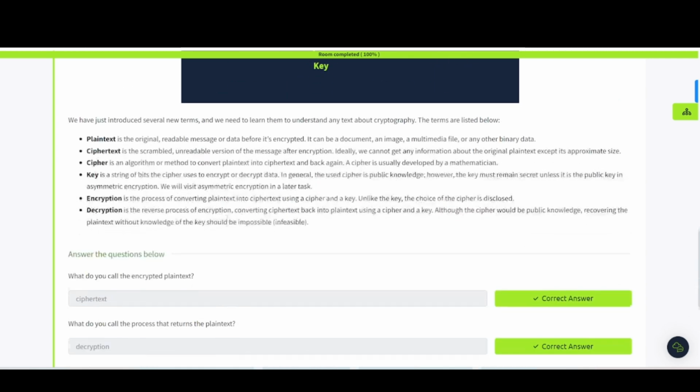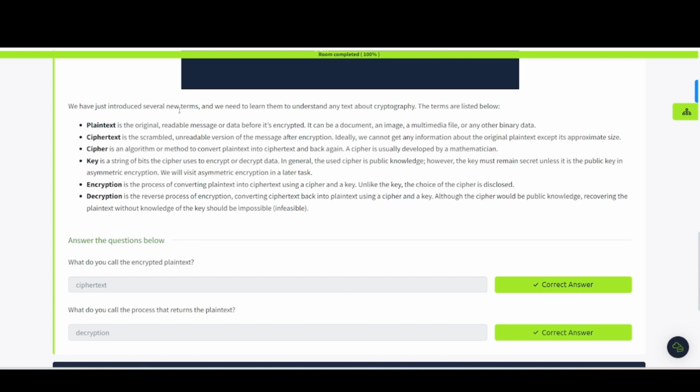We have just introduced several new terms, and we need to learn them to understand any text about cryptography. The terms are listed below. Plaintext is the original readable message or data before it's encrypted. It can be a document, an image, a multimedia file, or any other binary data. Ciphertext is a scrambled, unreadable version of the message after encryption. Ideally, we cannot get any information about the original plaintext except its approximate size. And we have the cipher, which is an algorithm or method to convert plaintext into ciphertext and back again.